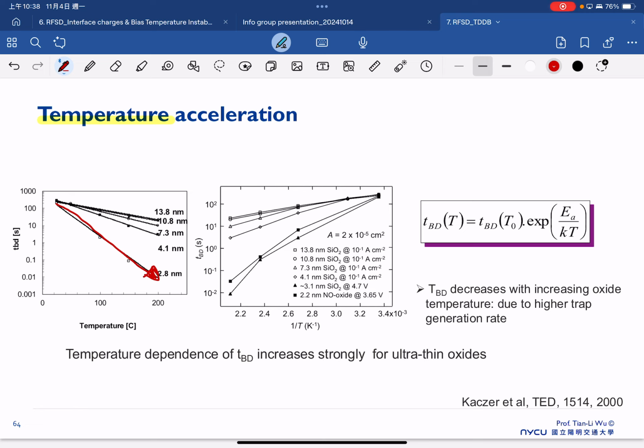So that's also another warning why we cannot continue to scale our oxide thickness, because now we have very strong temperature dependency for the ultra thin oxide.